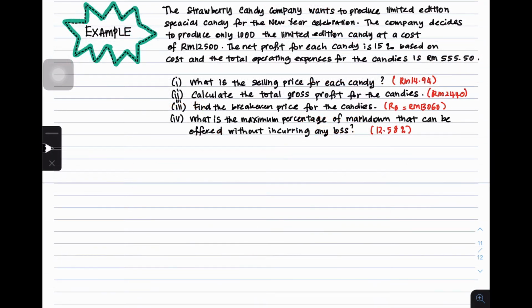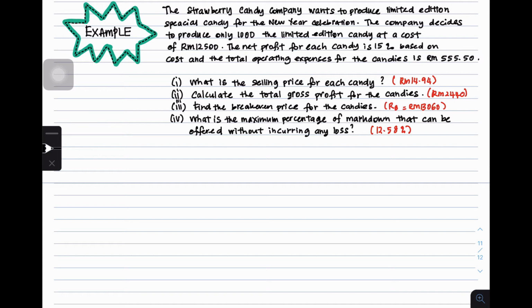Okay, let's see another example here. The strawberry candy company wants to produce limited edition special candy for the New Year celebration. Okay, the company decides to produce only 1,000 limited edition candies at a cost of 12,500. The net profit for each candy is 15% based on cost, and the total operating expenses for the candies is RM555.50. Okay, so let's see what information we have here.